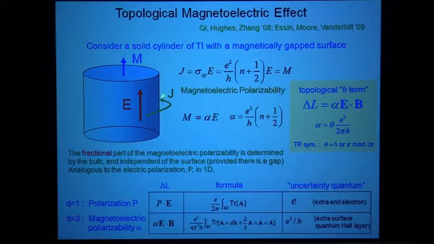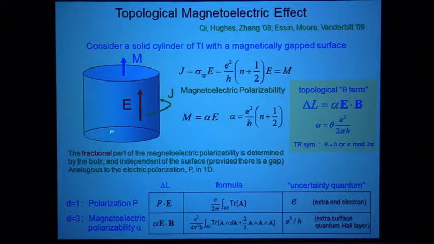And let me imagine that around the circumference of the cylinder, I've put a magnetization which opens an energy gap. So it has a Hall conductivity of e²/2h plus e²/2h plus some integer which depends on exactly where the Fermi energy is.